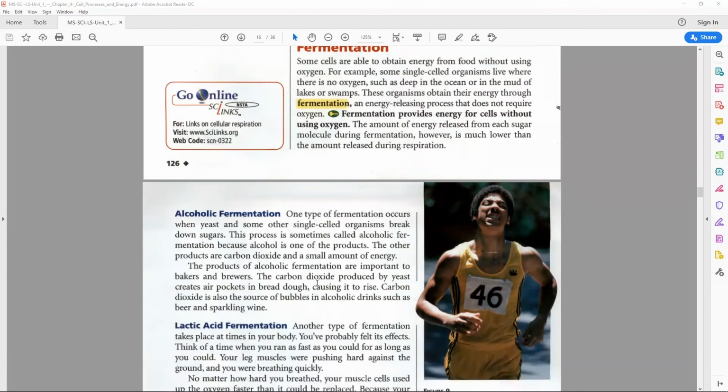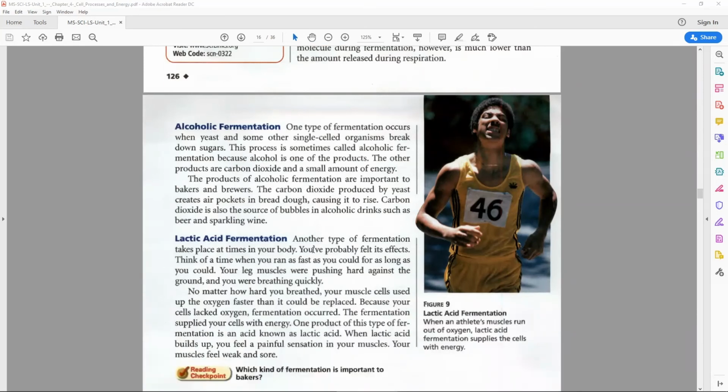One type of fermentation occurs when yeast and some other single-celled organisms break down sugars. This process is sometimes called alcoholic fermentation because alcohol is one of the products. The other products are carbon dioxide and a small amount of energy. The products of alcoholic fermentation are important to bakers and brewers. The carbon dioxide produced by yeast creates air pockets in bread dough, causing it to rise. Carbon dioxide is also the source of bubbles in alcoholic drinks such as beer and sparkling wine.